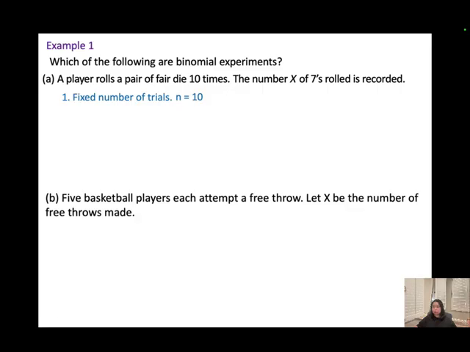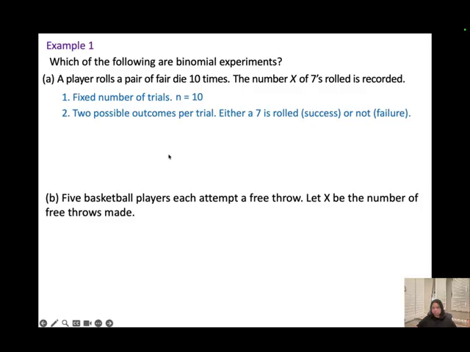Do we have two possible outcomes? Yes, we can consider this as the possible outcomes because we want to get the 7. Okay, so a 7 on the roll, we consider this as success. If this is not a 7, then we consider this to be failure. So those will be the two outcomes.